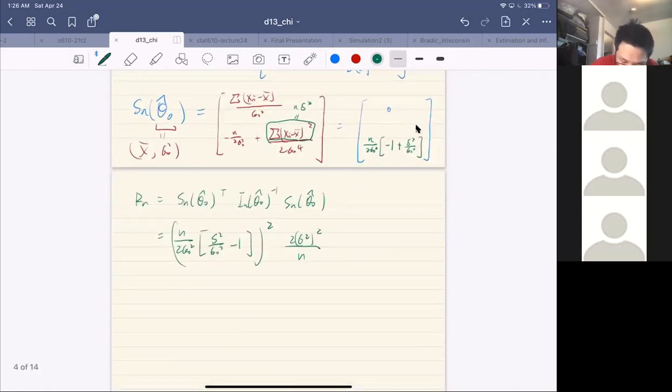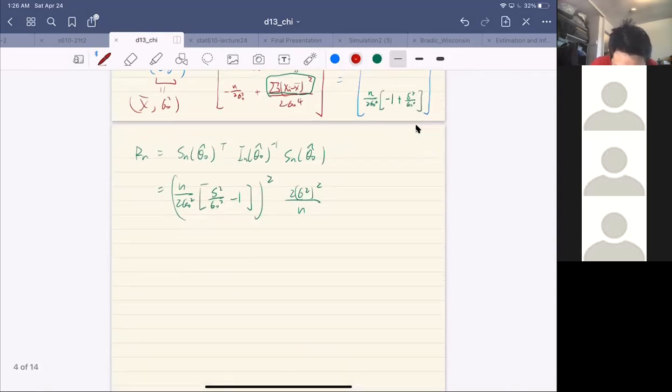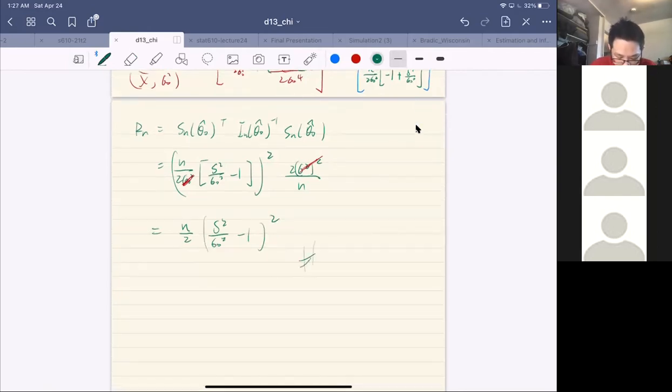Yes, I think everything makes sense. So we can get rid of this term and this term, and 1 of theta, so it can be minus 2 square. Okay, I think this makes perfect sense, and it will follow the chi square one.